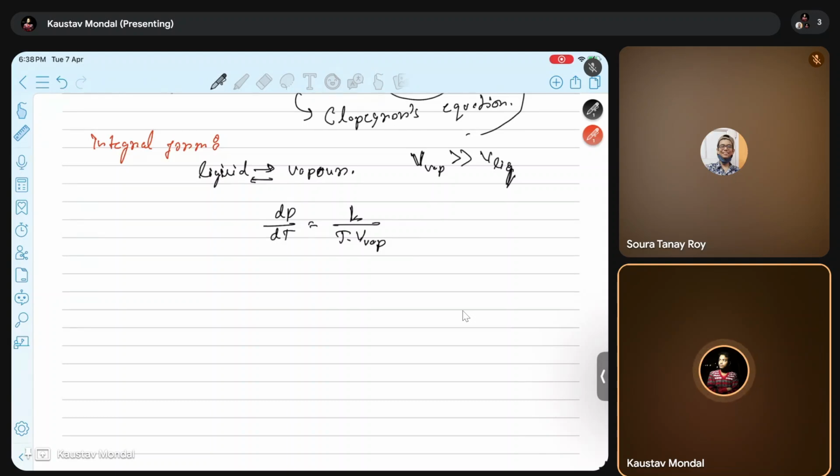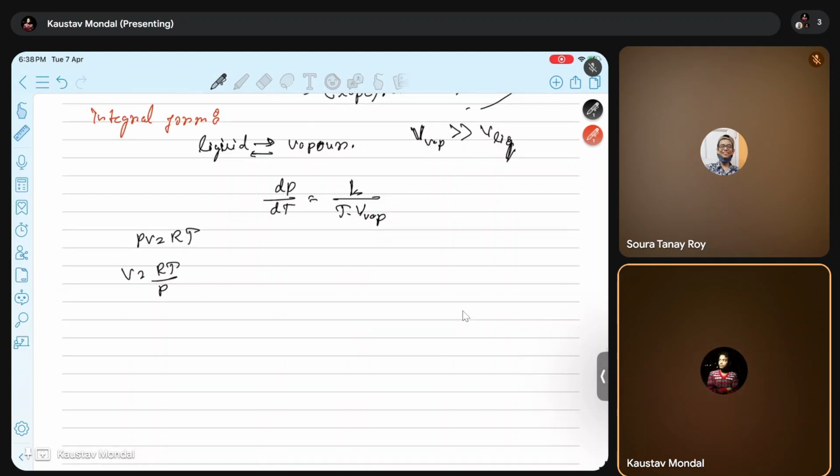Now, let's suppose this gas is basically an ideal gas. If you consider it as an ideal gas, then PV equals RT. From here V equals RT by P. If you write in terms of specific volume, as a form of normal volume, the specific volume of the vapor would be equal to the normal volume by mass into 10 to the power minus 3. So it will become RT by PM into 10 to the power 3.